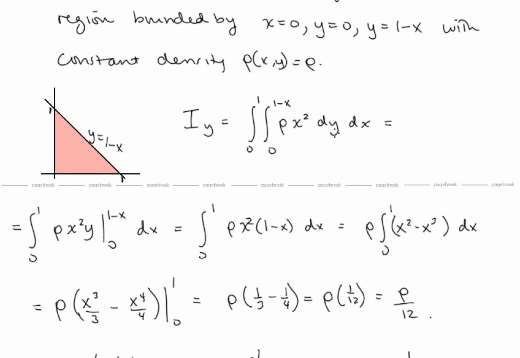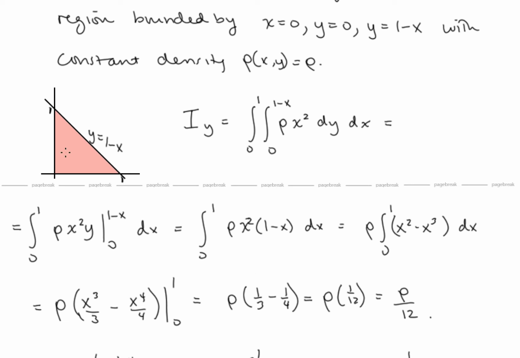So integrating with respect to y, we're here, plugging in our bounds, and simplifying, integrating again, plugging in our bounds. We've got rho over 12. So this value represents the tendency of this object to resist angular rotation, and we're talking rotation about the y-axis. Now what about the moment of inertia around the x-axis? Based on the symmetry of the region and that there's a constant density throughout the region, we expect the moment of inertia around the x-axis to be the same as the moment of inertia around the y-axis, the same rho over 12.